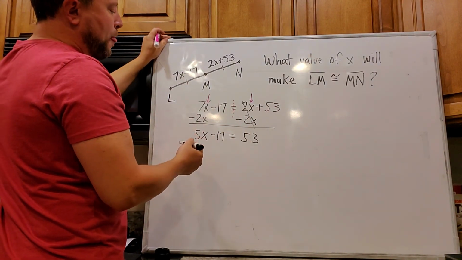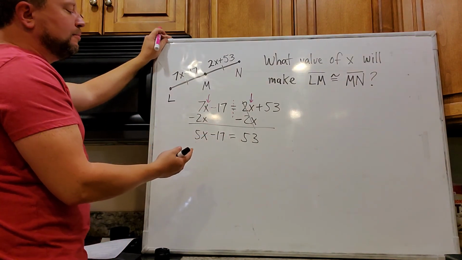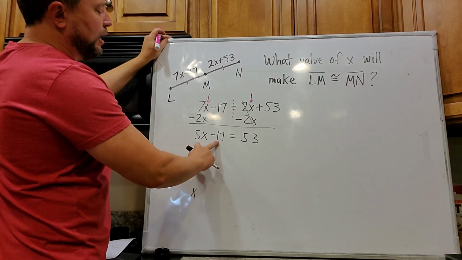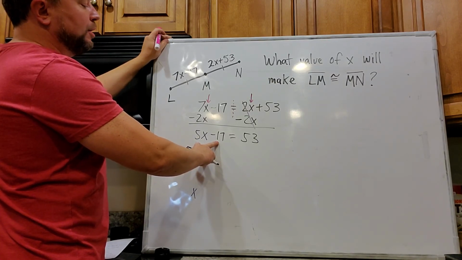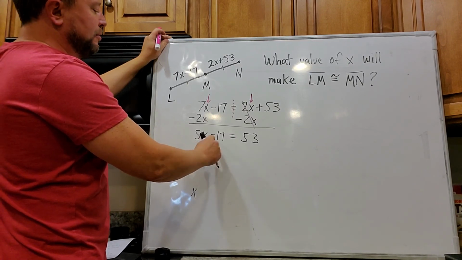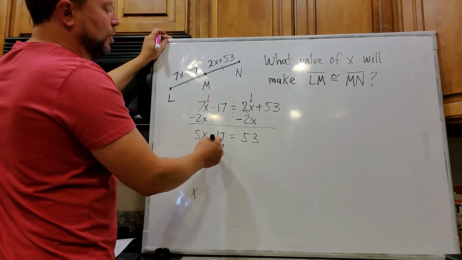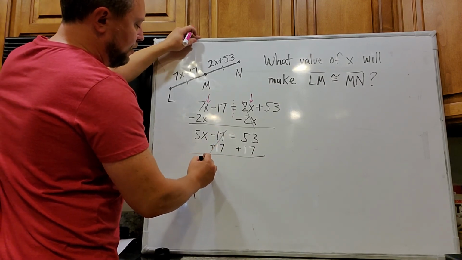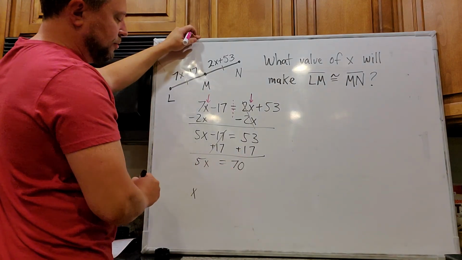Okay, at this point, I want to keep adding and subtracting as long as I can. I'm trying to get this x by itself. So right now I'm trying to get rid of the 5 and the 17. The only one that I can get rid of that would involve adding or subtracting is the minus 17. I do the opposite. I add 17. Whatever I do to one side, I got to do the other. So now I've got 5x equals 70.